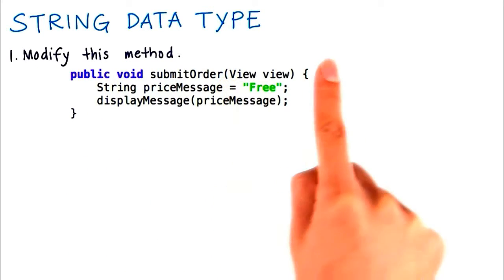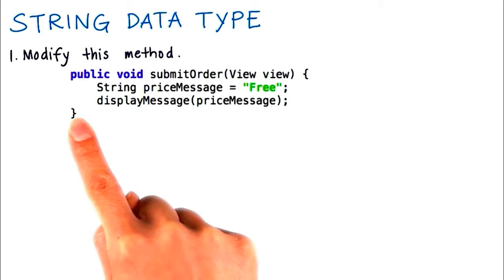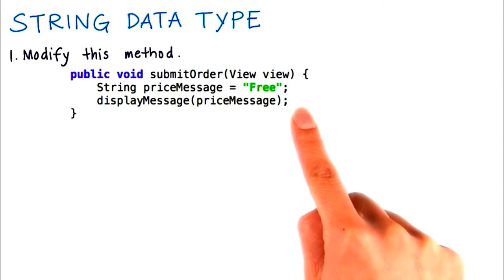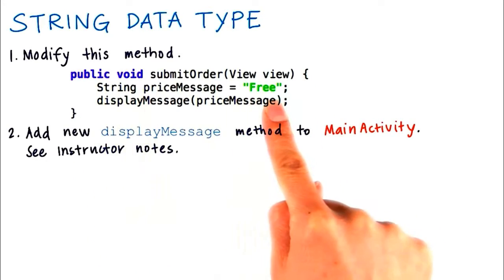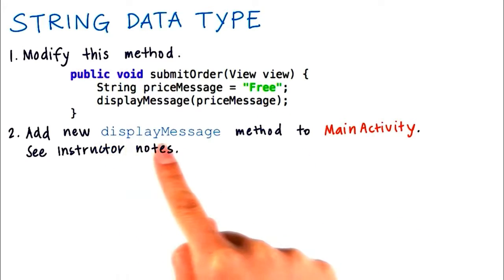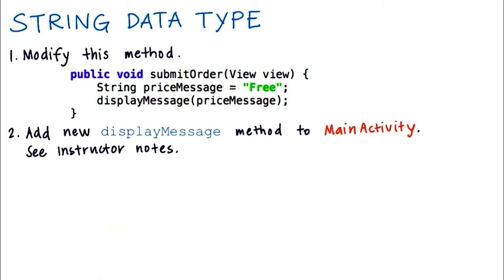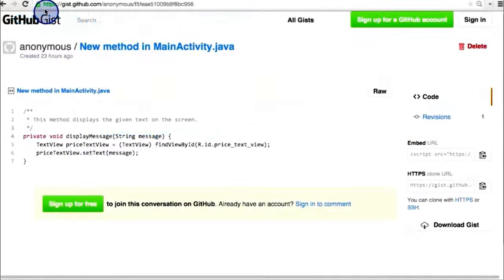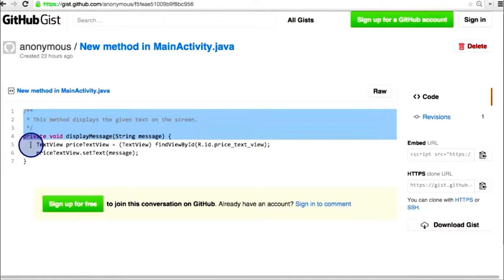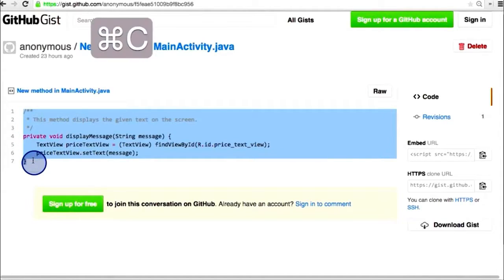You can remove the code that's already in between the opening and closing braces, and then replace it with these 2 lines of code. Adding this code will give you an error, so I want you to also add the display message method, which we've provided in the instructor notes. In the instructor notes, you'll find this gist of code. Go ahead and select the whole thing, from the comment all the way to the last closing brace.